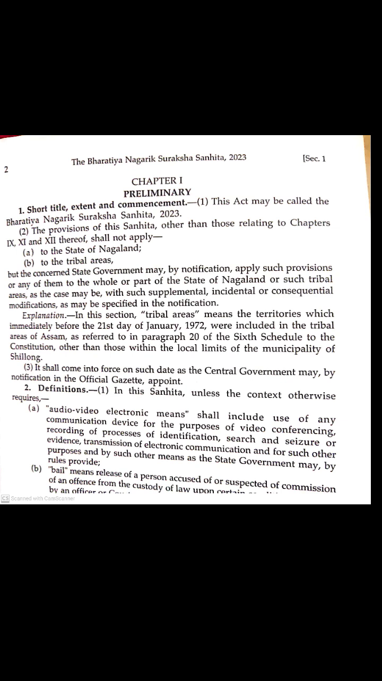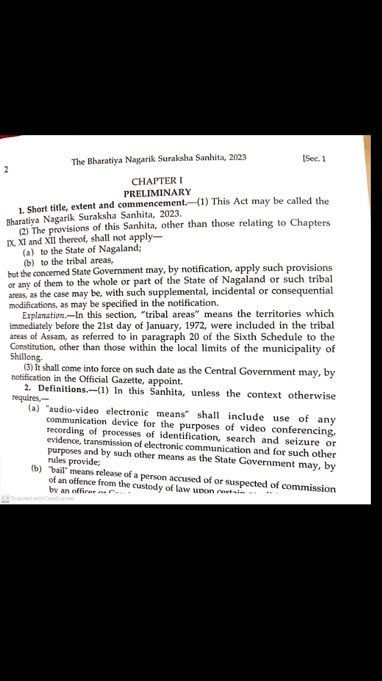2. The provisions of this Sanhita, other than those relating to Chapters 9, 11 and 12 thereof, shall not apply. This sentence might feel complicated, but let's make it very simple. A. The provisions of this Sanhita. Provisions are the rules or parts of the law. Sanhita means the code or this law. So it's talking about the rules in this law.